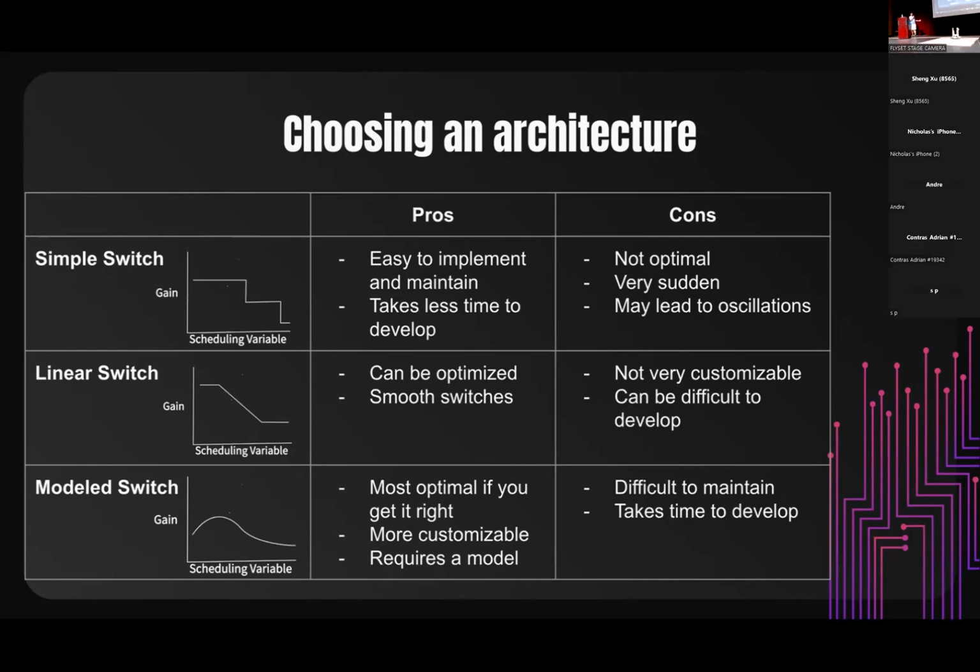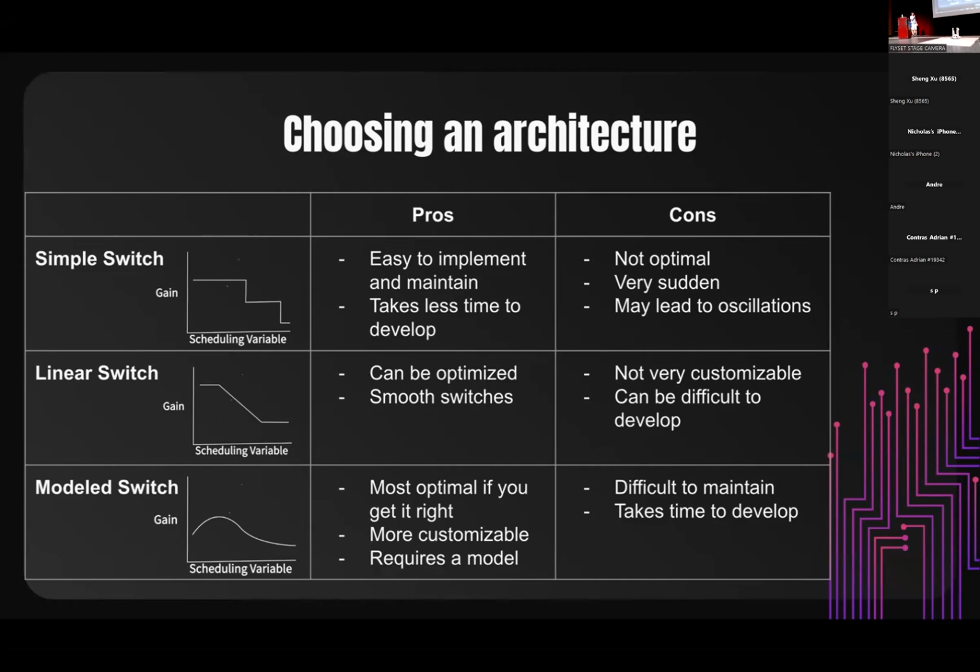Next, the third one is the modeled switch. This is just a mathematical function where the scheduling variable is the input and your PID gains are the output. This is going to be the most optimal solution if you can get it right. And because of that, it's somewhat more customizable because you can change a lot more about the function than you can with the simple switch and the linear switch.